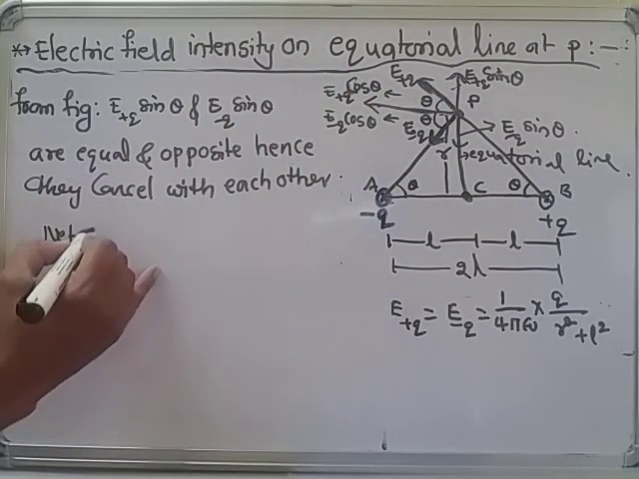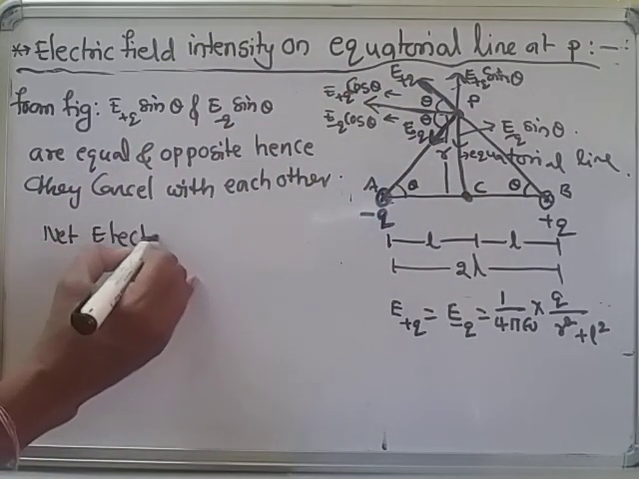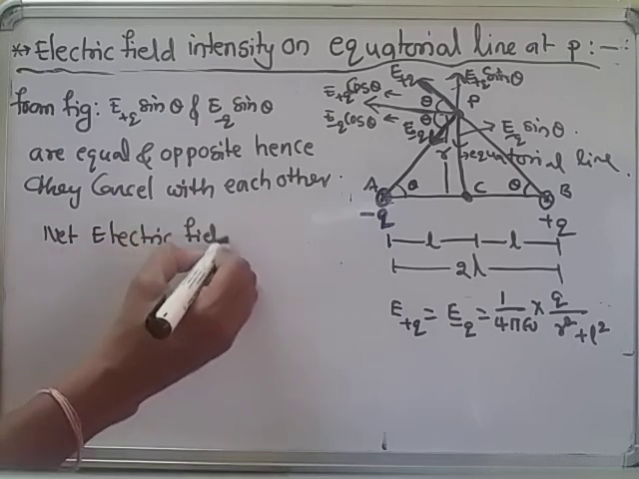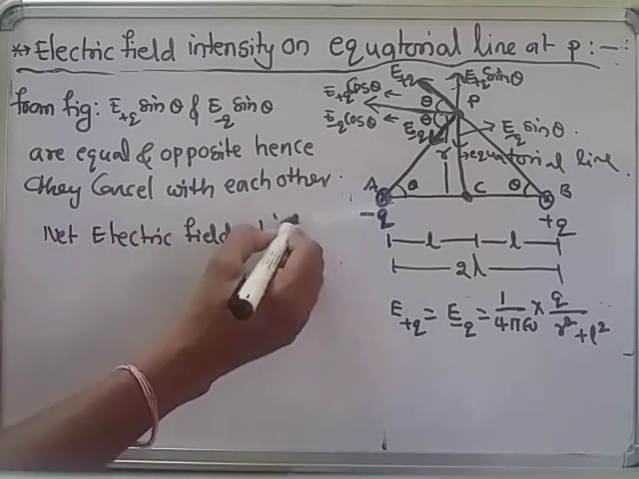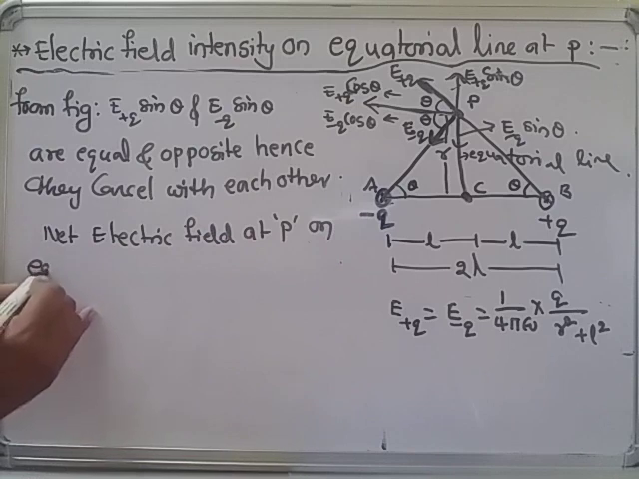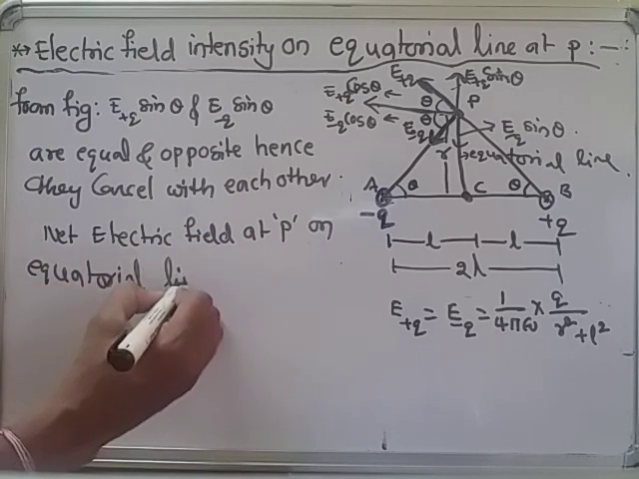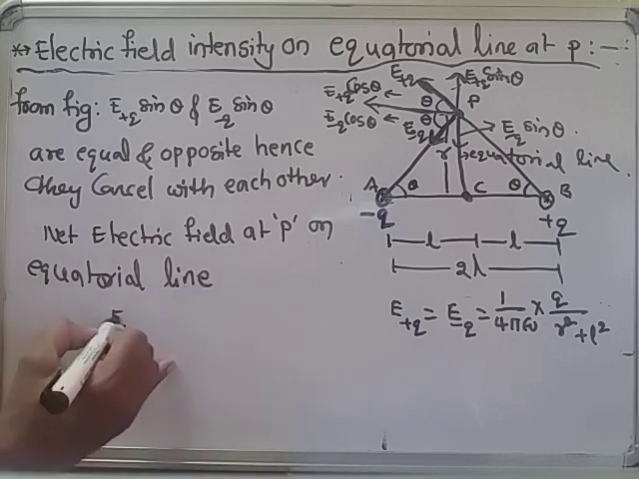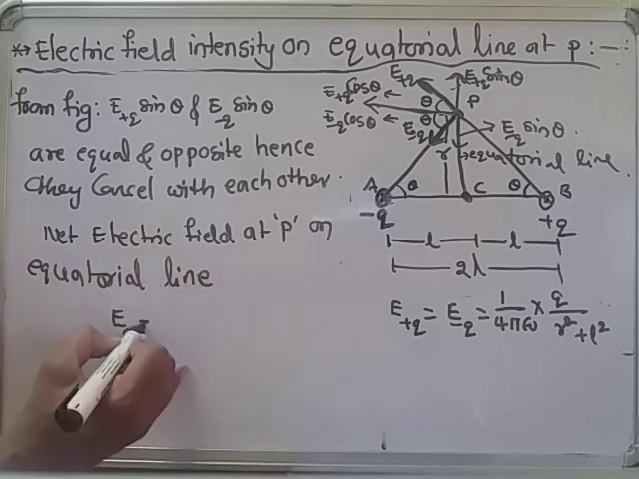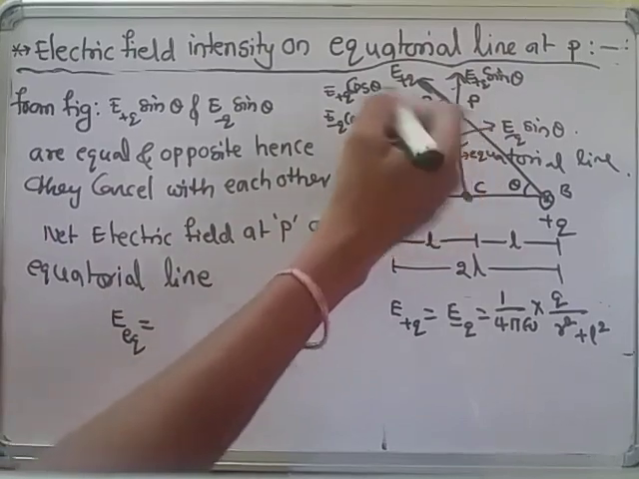Net electric field at P on equatorial line. Yes, we want to find out the net electric field on the equatorial line. Then how to find out? That electric field intensity on the equatorial line. Two components cancel out of here.